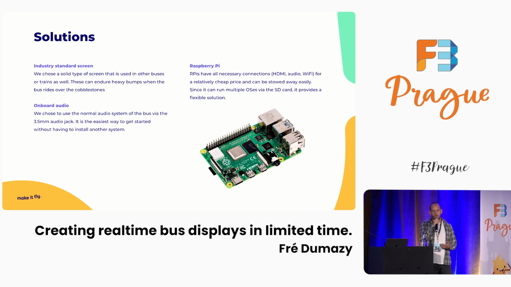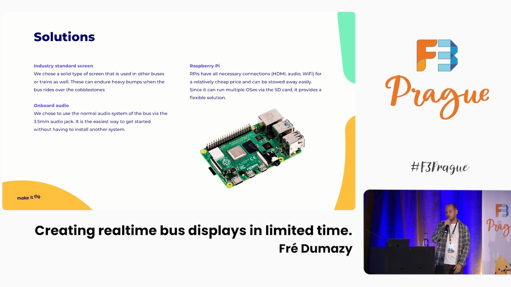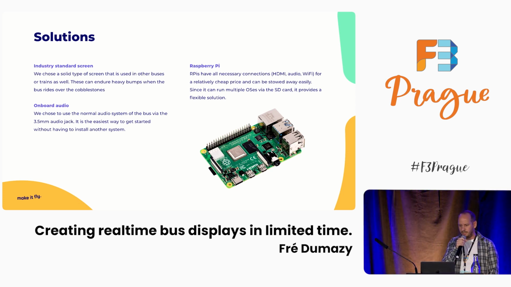And the first one that we chose to go with is to pick an industry standard screen that can deal with all of these bumpy roads and won't just break immediately. Now these screens, they're good for their purpose, but they don't have anything of audio. There's no speakers included in there, so we needed to have that as well. And instead of looking at a different system, we just say, let's just use the radio on the bus. It's installed. Let's just use it there because we don't have time for it. So we just used it via the audio jack, and that worked just fine.